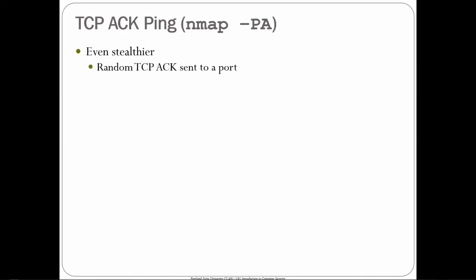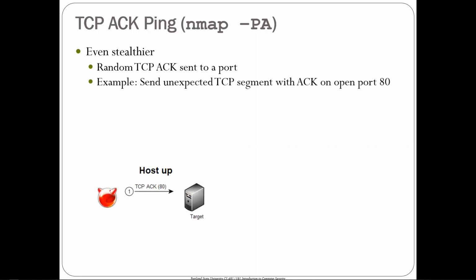Here's another one that's even stealthier. Send a random TCP acknowledgement to a port. And what happens here, when you send an unexpected TCP segment to an open port, what you'll get back is that reset, right? If you're in a listening connection and you get this unexpected segment, the target's going to be like, oh, that's bogus, I'm going to reset this connection if I'm up. And that's part of the state machine. That's encoded in the state machine for TCP.